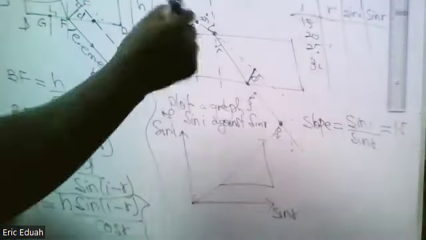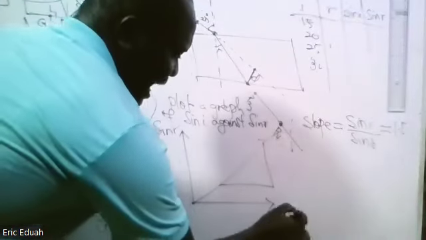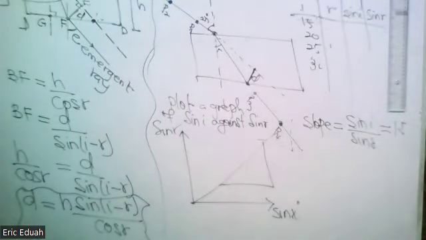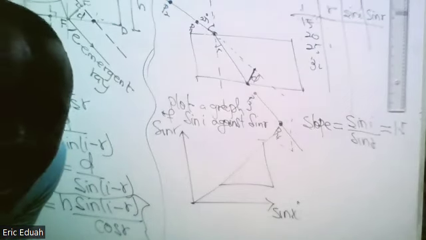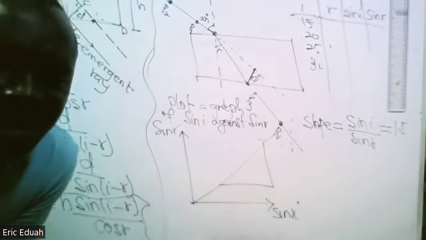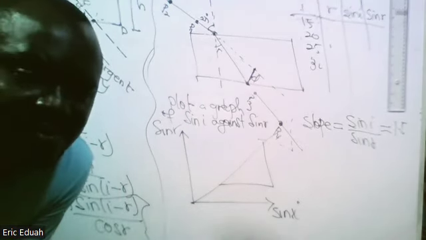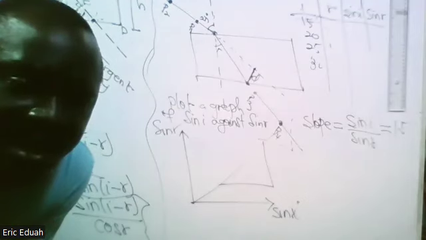If it's a graph of sine R against sine I, then the slope will be the inverse of the refractive index, which is 1 over 1.5. Please, are we okay? Yes, sir. Yes. Are we okay? Is there any question?